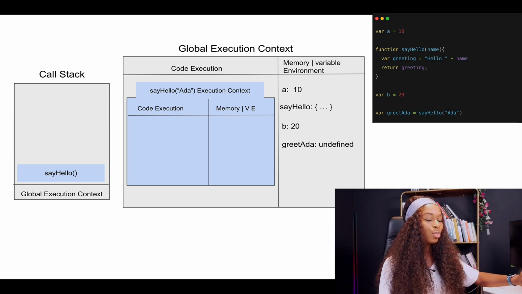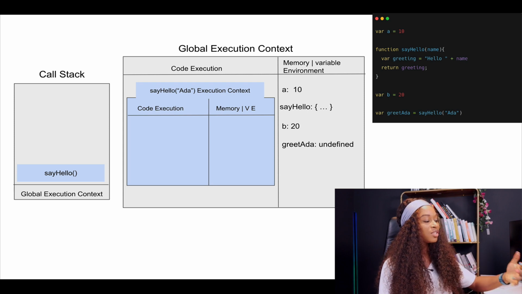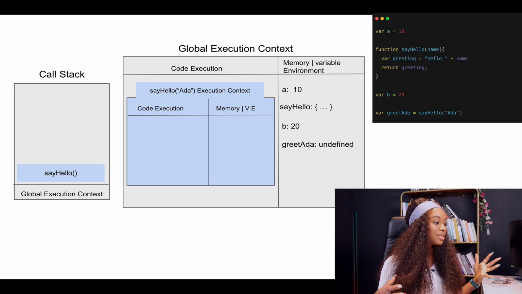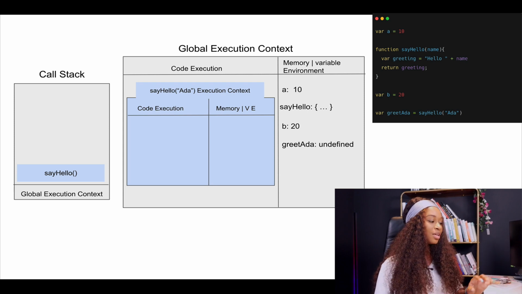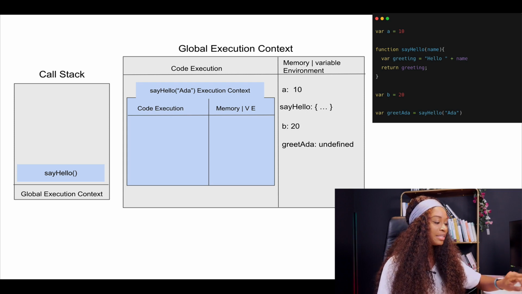The thread of execution pauses everything happening in the global execution context, enters this execution context, and starts its memory allocation phase, its memory creation phase. So it starts allocating memory to all the variables. We don't have any function here, but it starts allocating memory to the variables declared in this function.